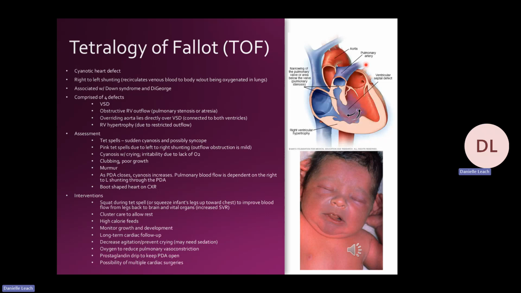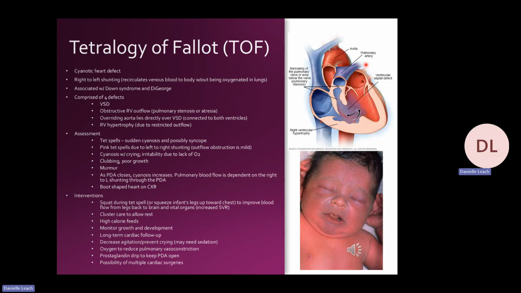We can also cluster their care to allow for rest, so letting them sleep for long periods of time and then getting in to do the things that we need to do all at once. They're probably going to be on very high calorie feeds. We're going to monitor their growth and development. They're going to have long-term cardiac follow-up. We also want to decrease agitation and prevent them from crying. They can have these TET spells when they are agitated and crying, so the baby may be sedated in order to decrease this from happening. They're probably going to be on oxygen to reduce pulmonary vasoconstriction.